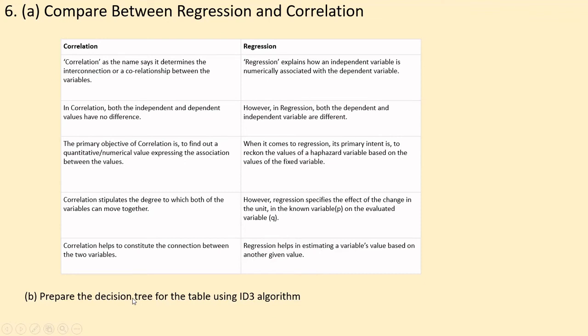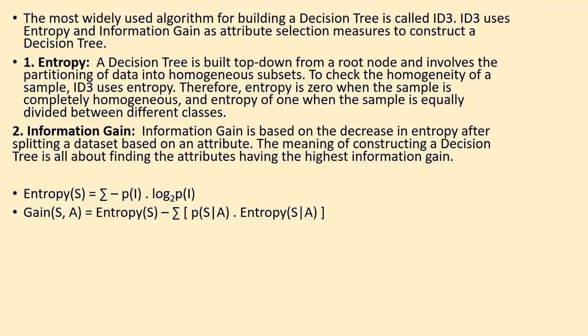Prepare the same decision tree for the table using one more algorithm, called the ID3 algorithm. The ID3 algorithm uses entropy and information gain. We already discussed what entropy is. The decision tree is built top-down from a root node and involves partitioning the data into homogeneous subsets. To check the homogeneity of a sample, ID3 uses entropy. Therefore, entropy is 0 when the sample is completely homogeneous, and entropy is 1 when the sample is equally divided between the different classes.